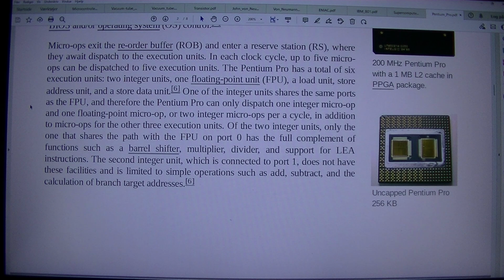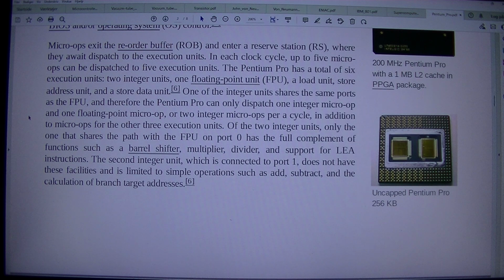Of the two integer units, only the one that shares the path with the FPU on port 0 has the full complement of functions such as a barrel shifter, multiplier, divider, and support for LEA instructions. The second integer unit, which is connected to port 1, does not have these facilities and is limited to simple operations such as add, subtract, and the calculation of branch target addresses.